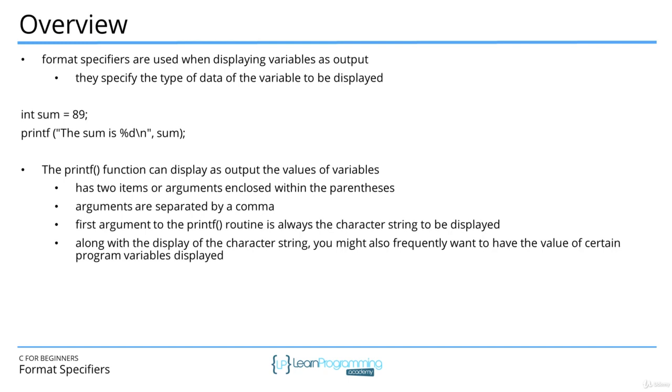The %d is basically saying, when you see the % symbol, don't actually print out %. Print out what's the next argument. So %d is going to be interpolated or mapped to the variable sum. Along with the display of the character string, the sum is, %d is going to be mapped to the variable that you want to display as well. And then \n is going to be interpreted as a line feed. So this is going to display the sum is, the value of sum, and then a line feed.